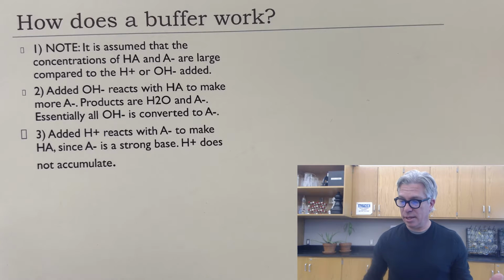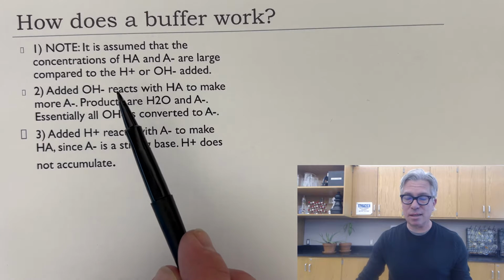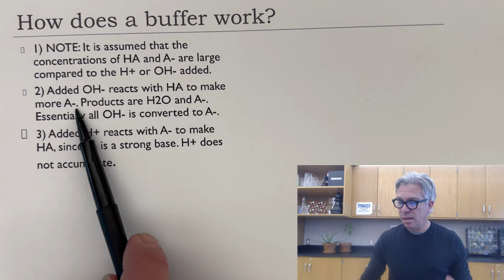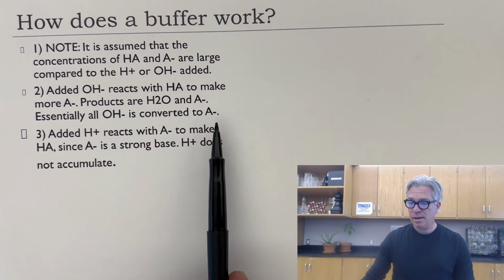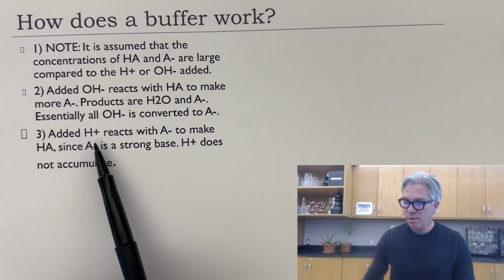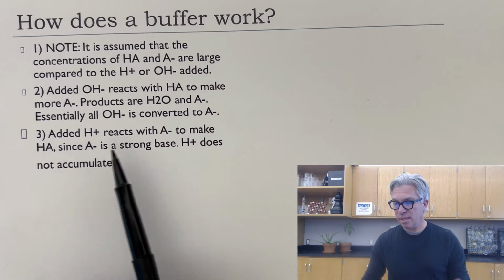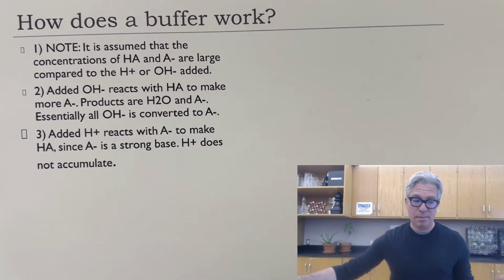We'll talk about that in a later video, but as long as there's plenty of these to go around, a little acid or base is not going to change the pH much. Added OH- reacts with the HA to make more A-. Products are the water and the anion. Essentially, all the OH- is converted into the anion. Added H+ reacts with A- to make HA, the weak acid, since A- is a strong base. H+ does not accumulate, so the pH doesn't really change that much.